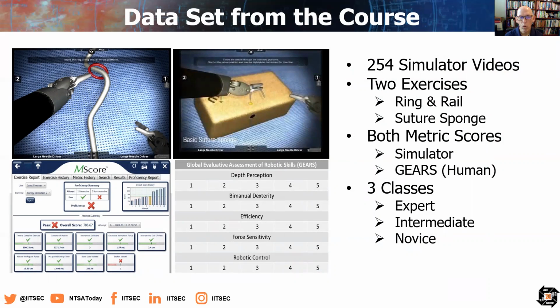Then those scores from both methods were categorized as either representing expert performance, intermediate performance, or novice performance. So those form the three classes that we're going to try to teach a software algorithm to match using deep learning or machine learning techniques.